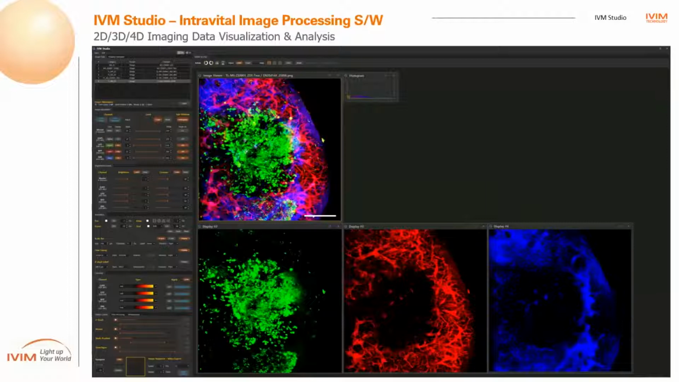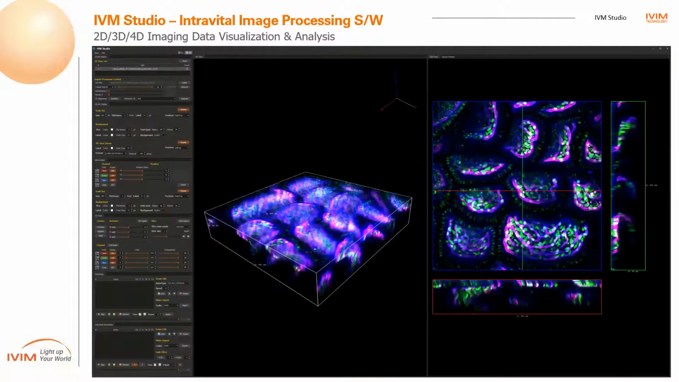Also, all of IVIM's intravital microscopes have their own operating and post-processing software. The names are IVIM Engine and IVIM Studio. With IVIM Studio, we can visualize the structure of a cancer metastasis lymph node by imaging depth, including GFP-expressing cancer cells, red blood vessels, and blue lymphatic structures. Or we can perform cross-sectional analysis of the cell nucleus and vasculature structures in the villi of the small intestine. And we determine the co-localization of each cell in 3D.